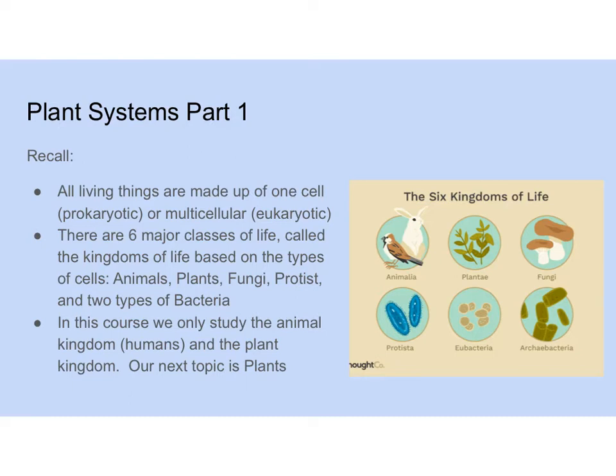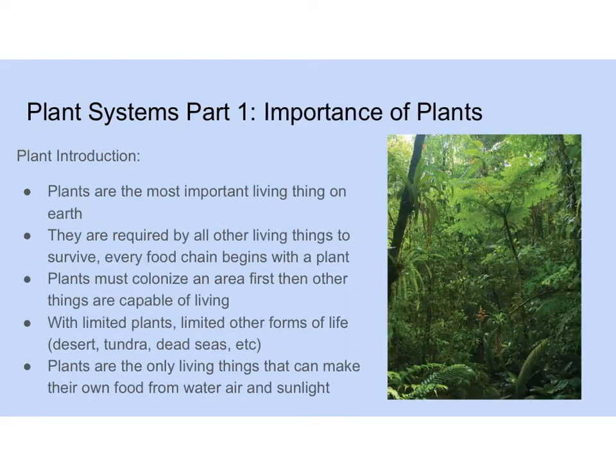There's 2 types of bacteria. Okay. So our next topic, we're going to specifically talk about plant cells, and what plants are. So plants are the most important living thing on Earth. By far, of all the living things, animals, protists, fungi, bacteria, by far plants are the most important. And the reason why they're so important is they're required by all other living things to survive.